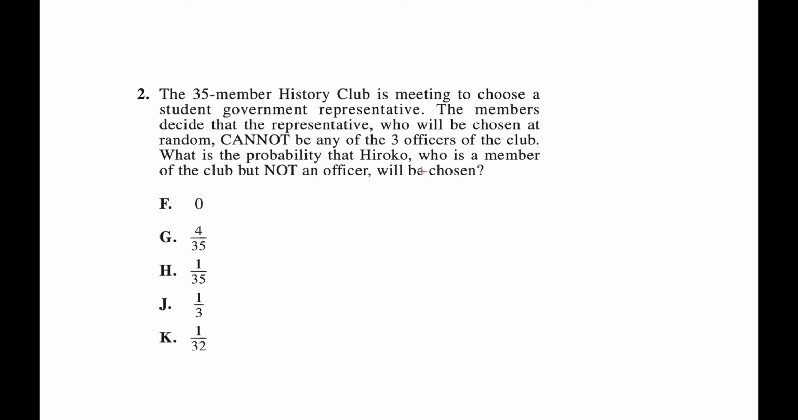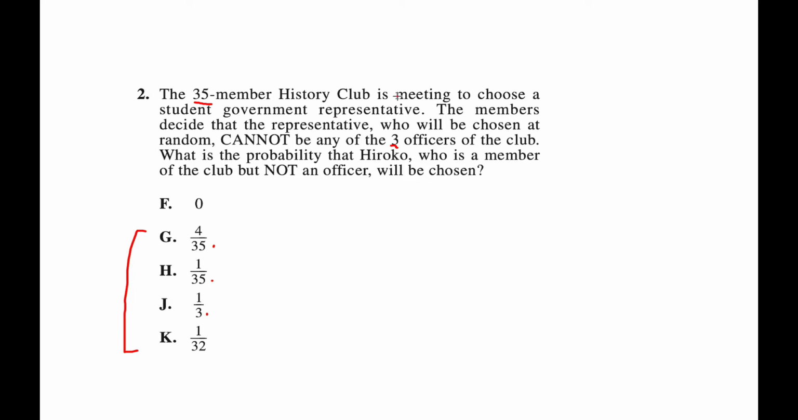And what I'm noticing here about the answer choices is that we basically have 4 fractions from G to K. We have 0 for F, and the number 35 is mentioned in a couple of these answers, and it's also mentioned in the prompt. And same thing with the number 3. That's also mentioned in the prompt.